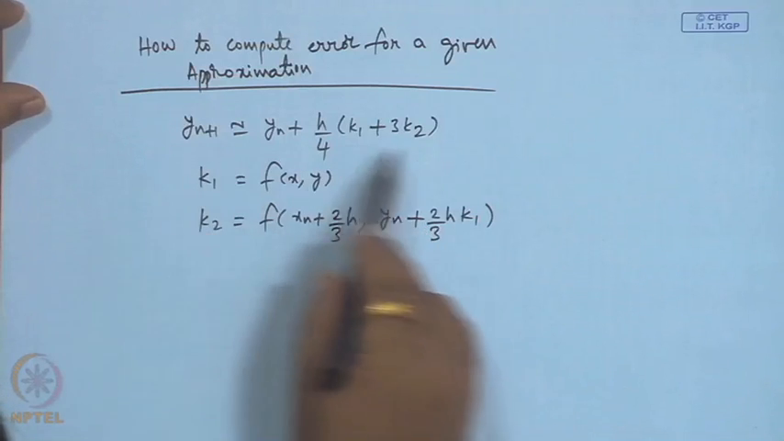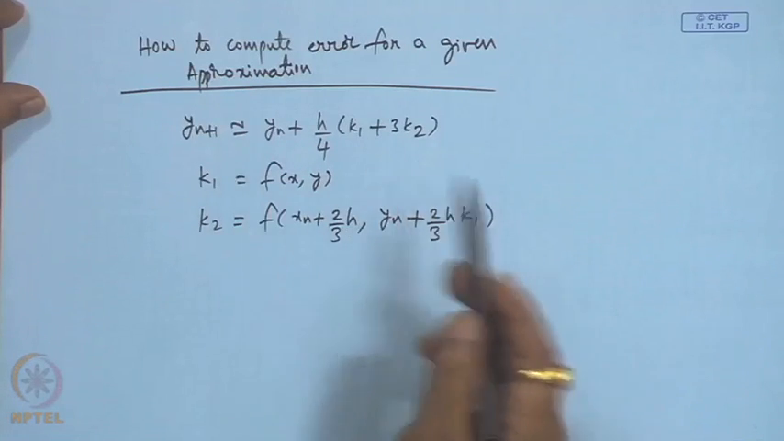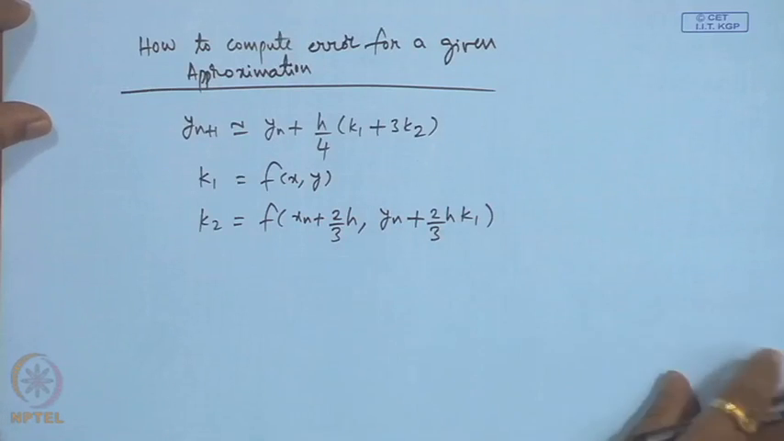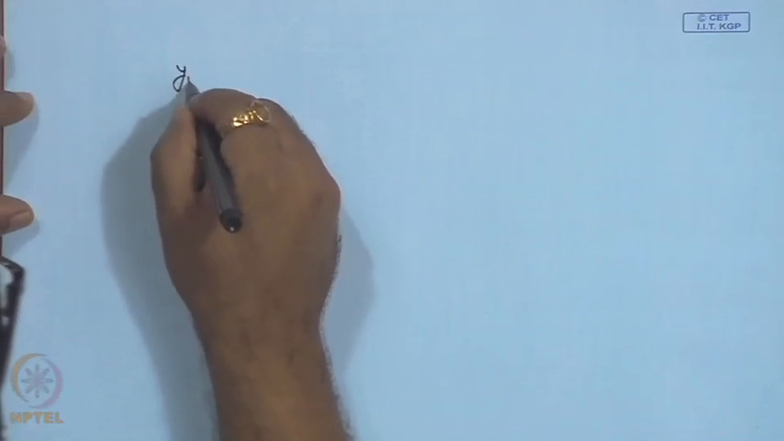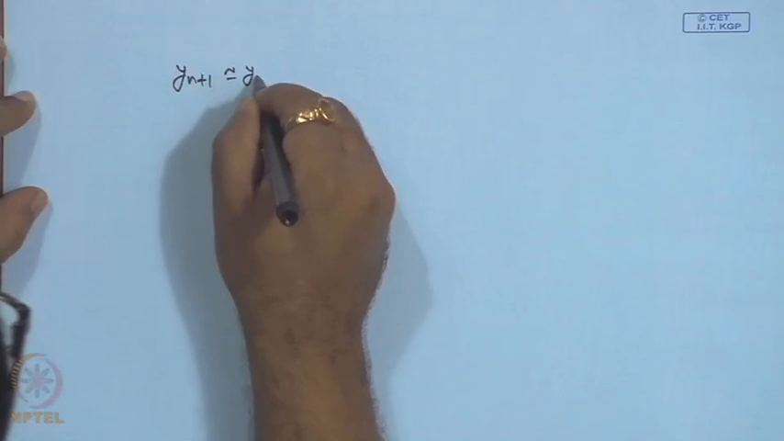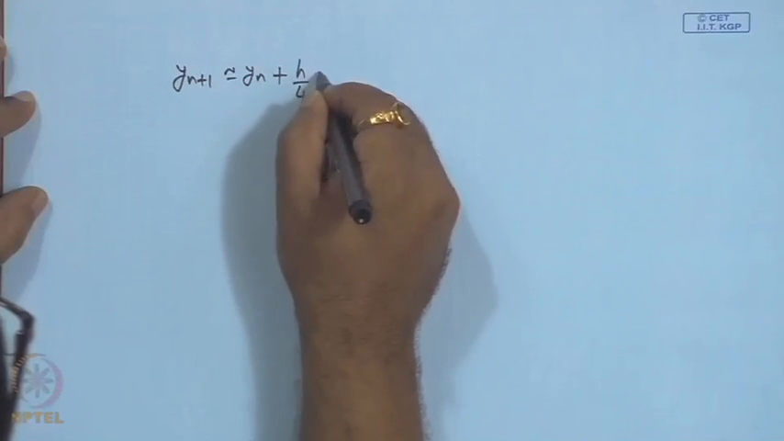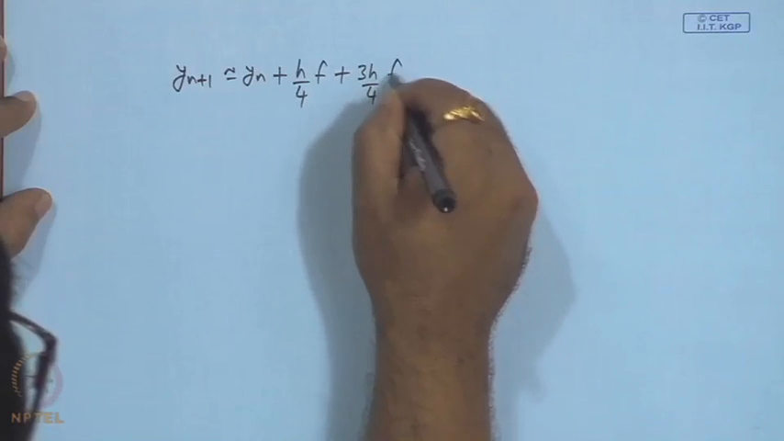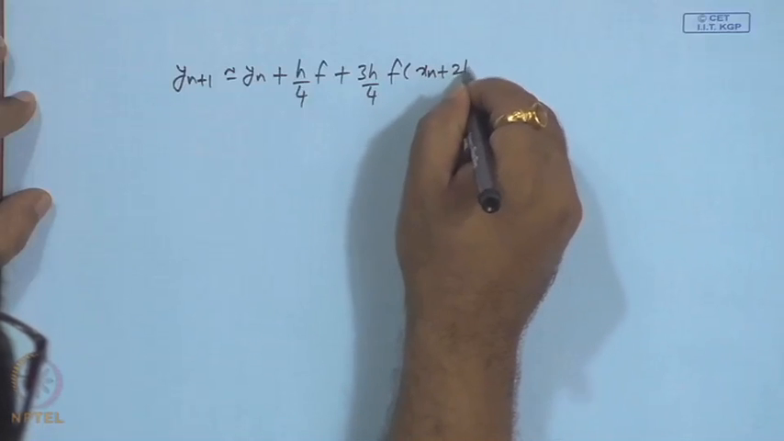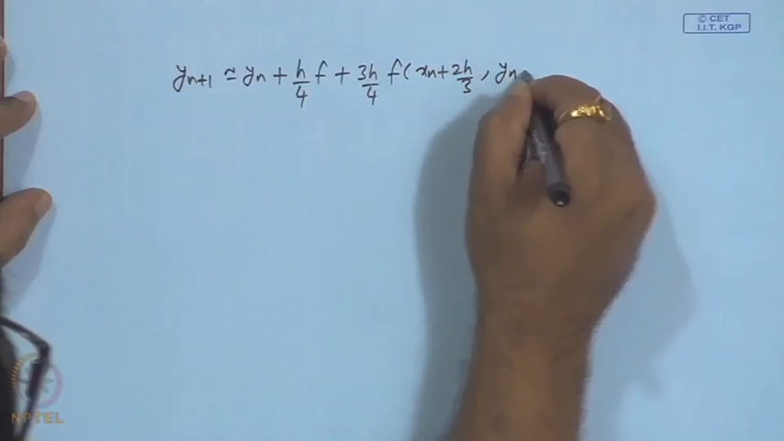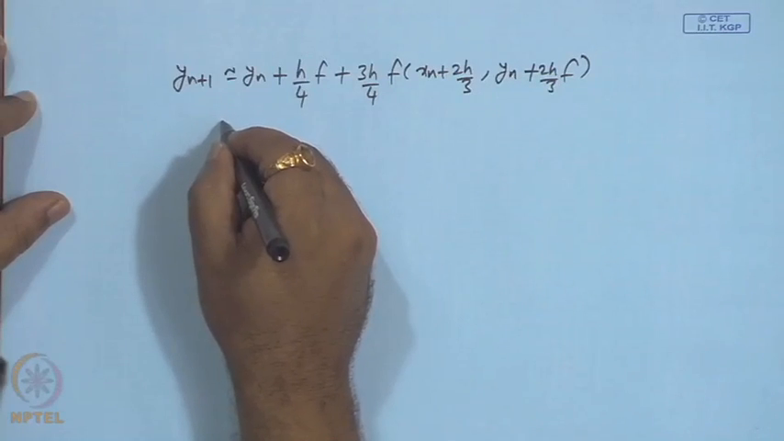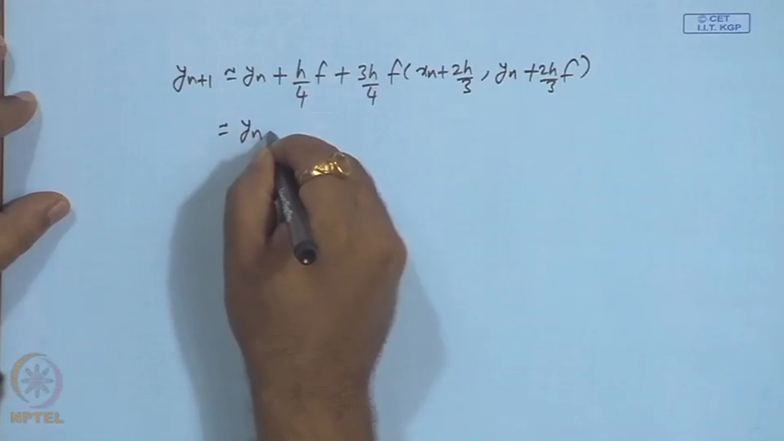As I mentioned, we have to make the expansion in terms of h and then we have to expand the Taylor series and try to compare. Okay. So, let us try to do that. So, we have y n plus 1, so y n plus h by 4 f plus 3 h by 4. Okay. So, now this has to be expanded in powers of h.